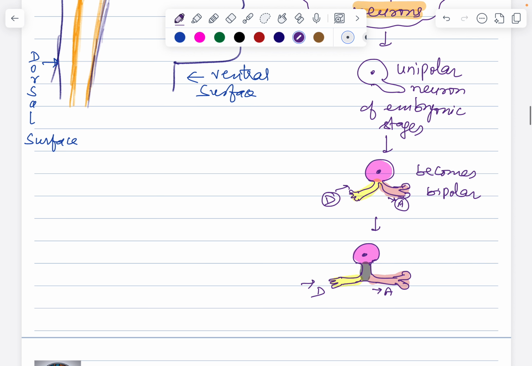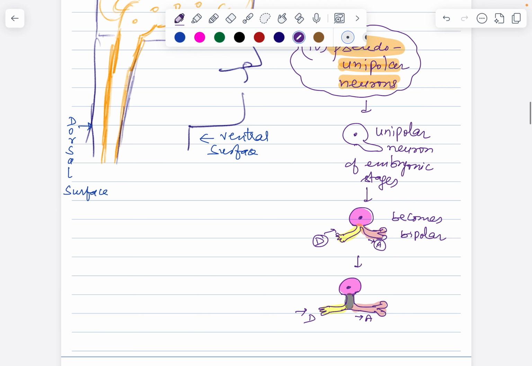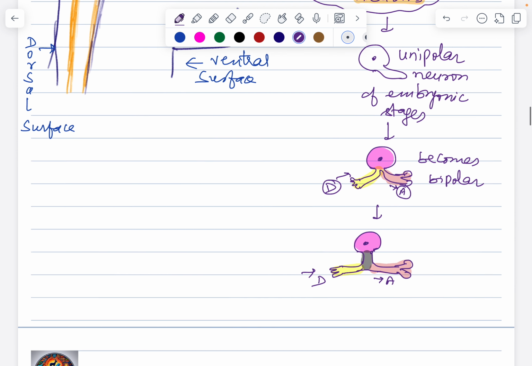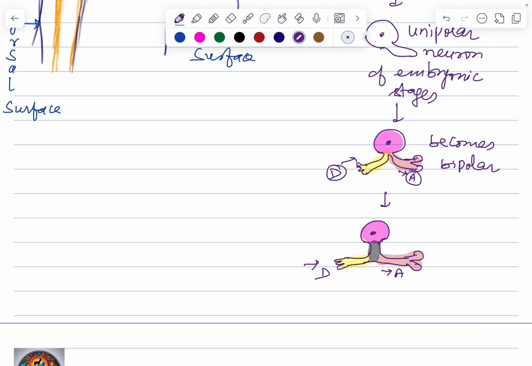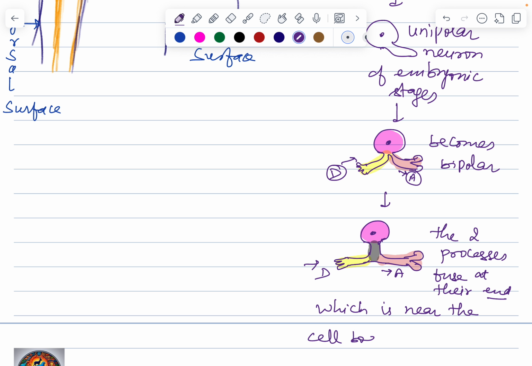So let me write the description here. It was a unipolar neuron of the embryonic stages. What did it become? Bipolar. Later, the two processes which were already separate, which means it was a bipolar neuron, fuse at their end which is near the cell body or the cyton.